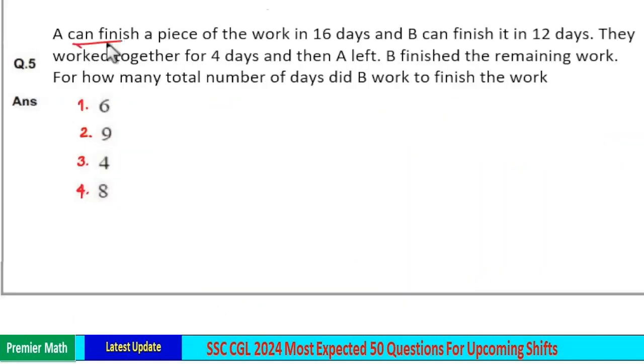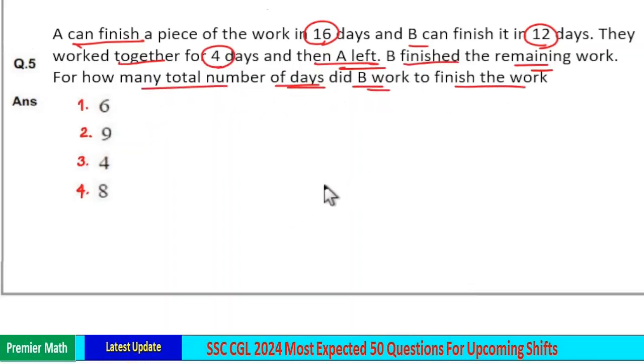A can finish a piece of work in 16 days and B can finish it in 12 days. They worked together for 4 days and then A left. B finished the remaining work. For how many total number of days did B work to finish the work?